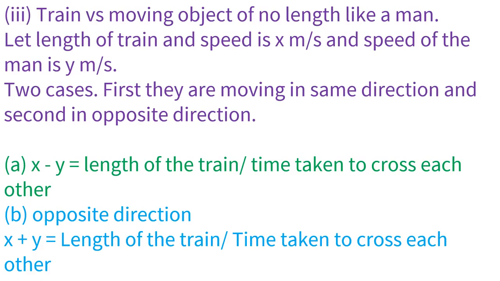If they are moving in the same direction, man and train, then x minus y, where x is the speed of the train and y is the speed of the man, that is the relative velocity, is equal to the length of the train upon the time taken to cross each other. Now moving in the opposite direction, their relative speed will be added, so x plus y is equal to the length of the train upon the time taken to cross each other. So the right hand side formula is the same, the left hand side has changed.